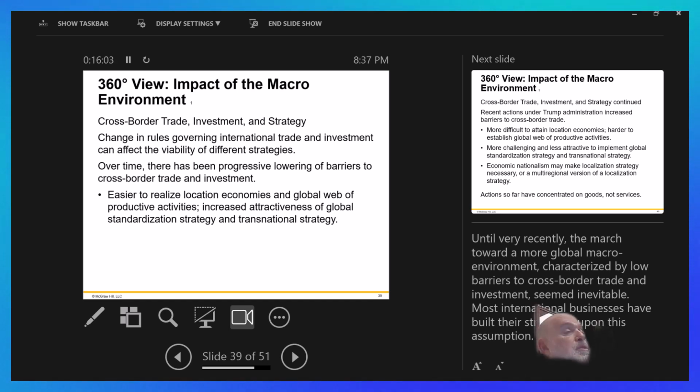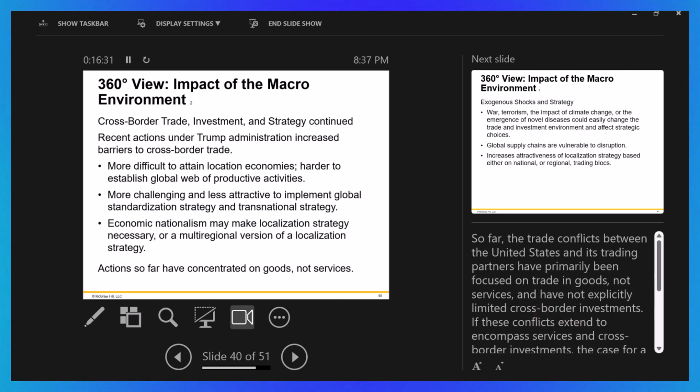The 360 view, impact of macro environment, cross-border trade, investment, and strategy. Changes in rules governing international trade and investment can affect the viability of different strategies. Over time, there has been progressive lowering of barriers to cross-border trade and investment. It's easier to realize location economies and a global web of productive activities, increasing the attractiveness of global standardization strategy and transnational strategy.